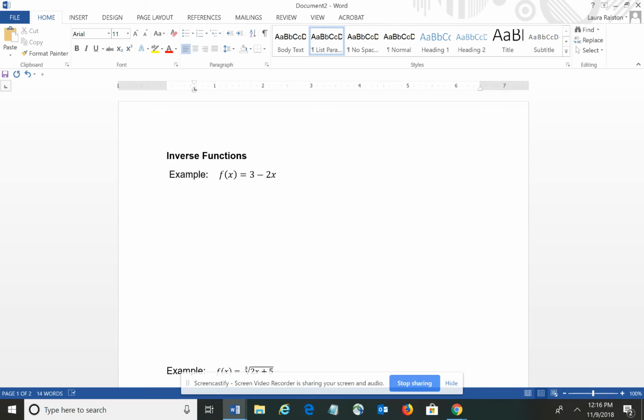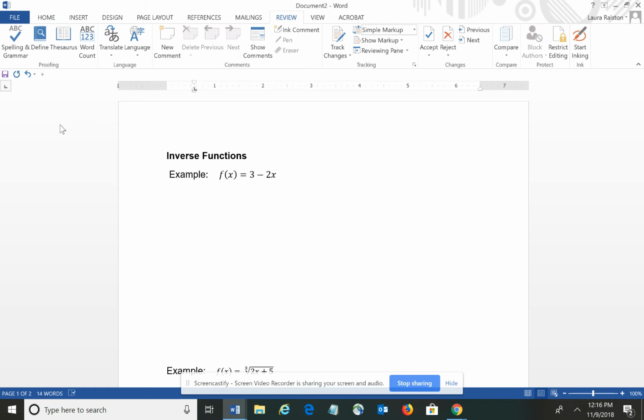When you're asked to find an inverse function, the first thing you have to decide is, is the function one-to-one? Visually, you would look at the graph and see if it passes the horizontal line test. Once you've confirmed that it is one-to-one and you know that an inverse exists, then we can find it. And the easiest way to find it algebraically, it's a two-step process.